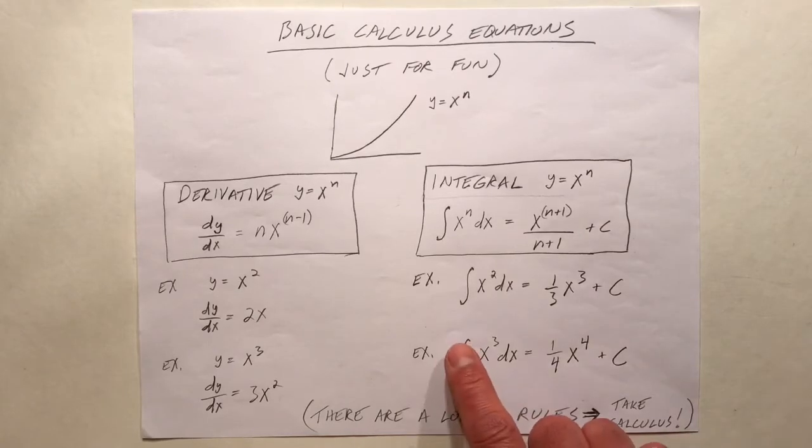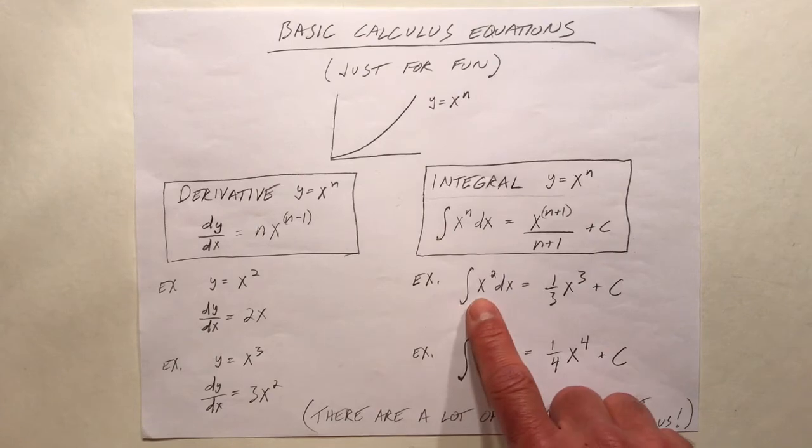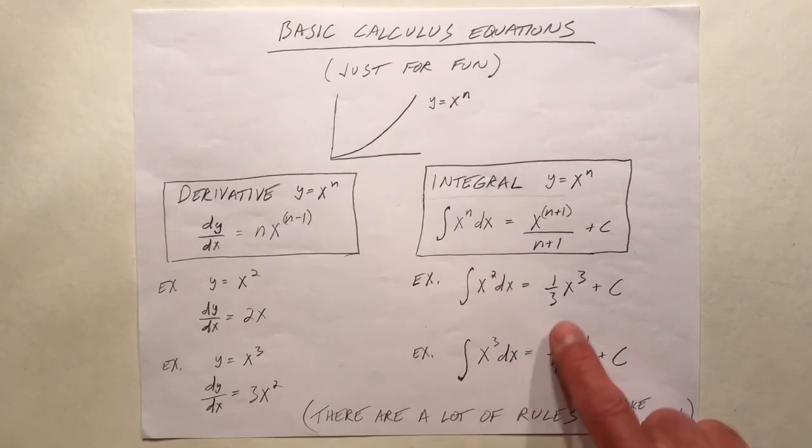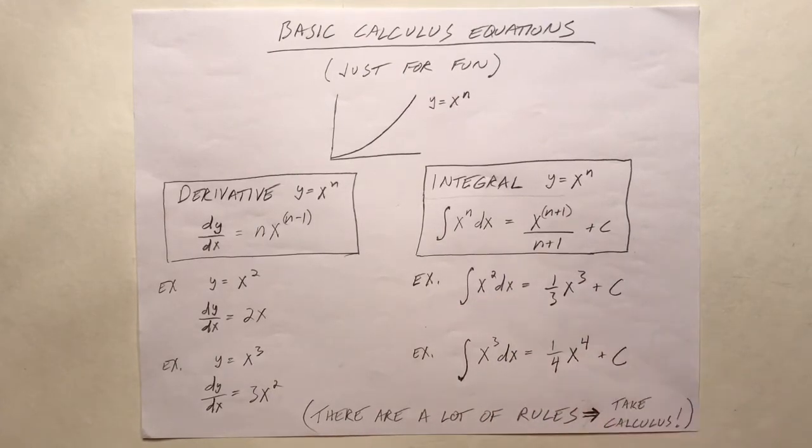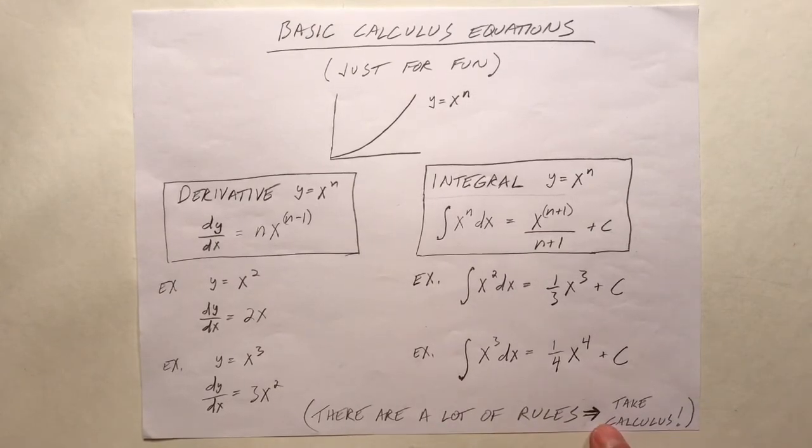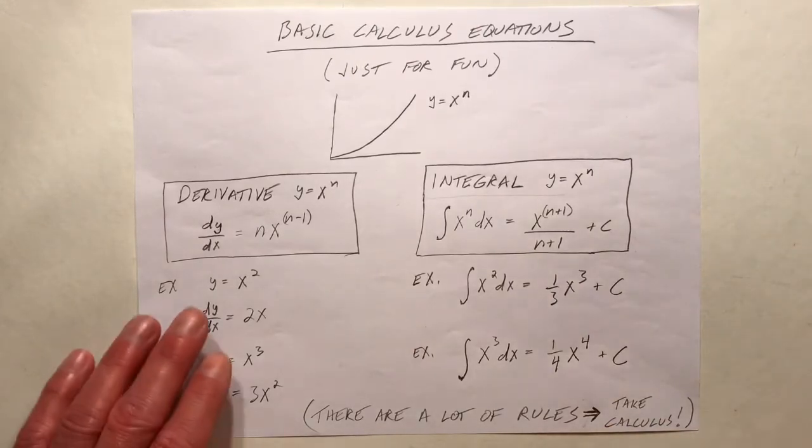So, for example, the integral of x squared dx would be 1/3 x cubed plus c. The integral of x cubed dx would be 1/4 x to the 4th plus c. Now there are a lot of rules, and that's why you would take calculus. So you don't have to do all the graphing, and you can just plug those rules in.